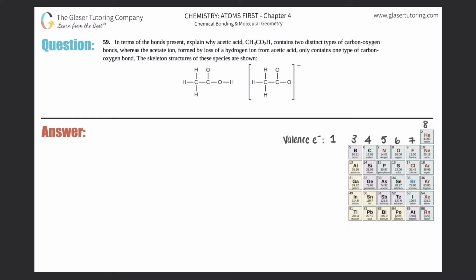Number 59. In terms of the bonds present, explain why acetic acid, which is CH3CO2H, contains two distinct types of carbon-oxygen bonds, whereas the acetate ion, formed by loss of a hydrogen ion from acetic acid, only contains one type of carbon to oxygen bond. And the skeleton structures of these species are shown.